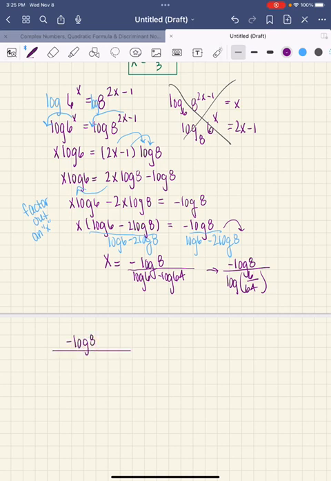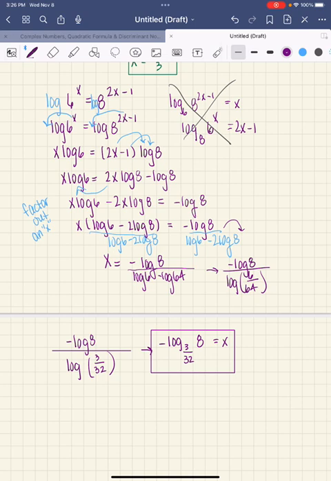I'm just going to rewrite it. I'm out of room. 6 over 64 is, let's see, divide by 2, 3 over 32. Reverse change of base. So this is negative log base 3 over 32 of 8 equals x. That is a really nasty answer, but that is the answer.